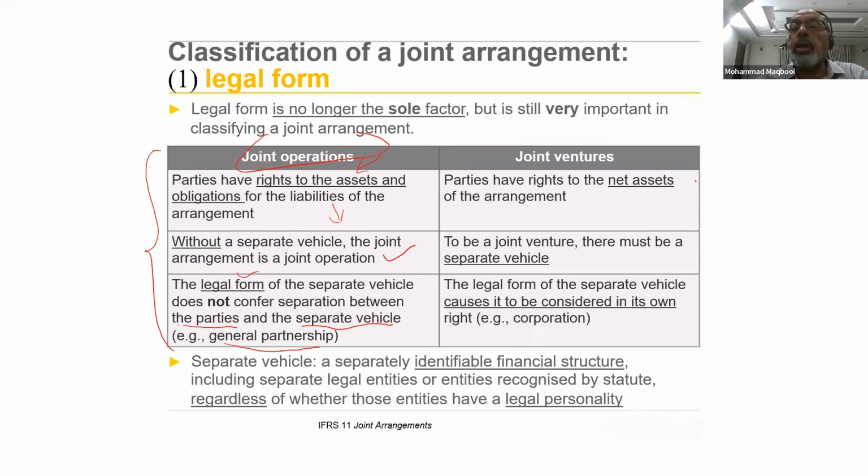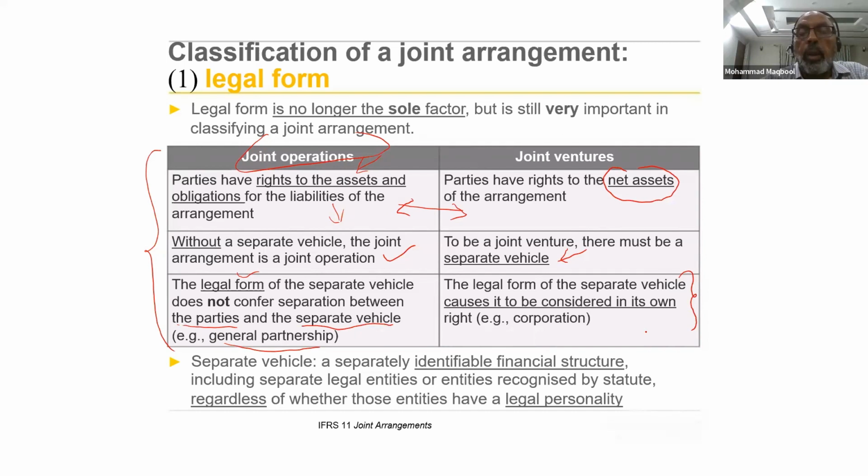On the other side, the parties have a right to the net asset, first thing, as comparison. Second, there's a separate vehicle. Third, the legal form is separate, separation from the investor and the entity itself, like a corporation. So this is a joint venture, that is a joint operation.